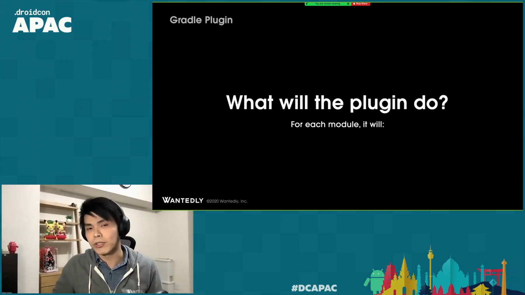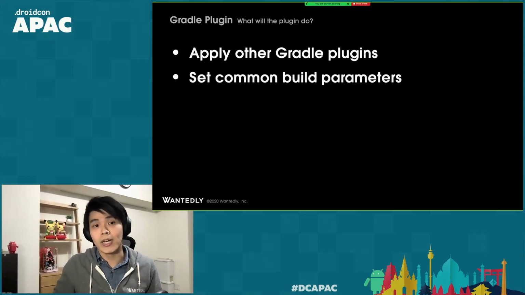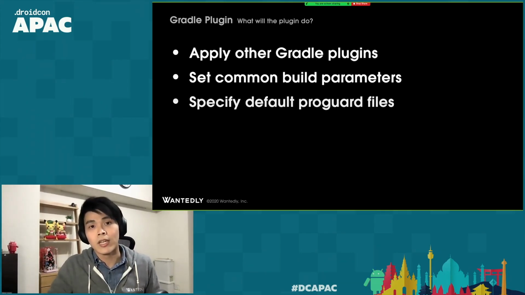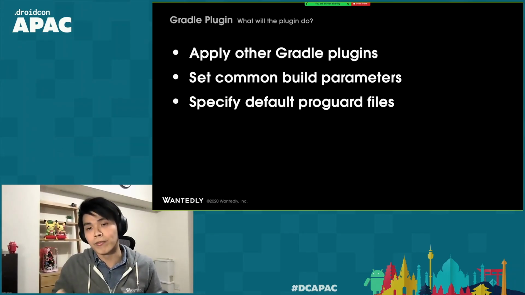And for each module, it will first apply other required Gradle plugins, for example, the Kotlin Android plugin. It will then set common Android build parameters across different modules, like SDK versions. It will also specify default ProGuard rules files for application and library modules. ProGuard files are used to declare the rules to obfuscate your code.